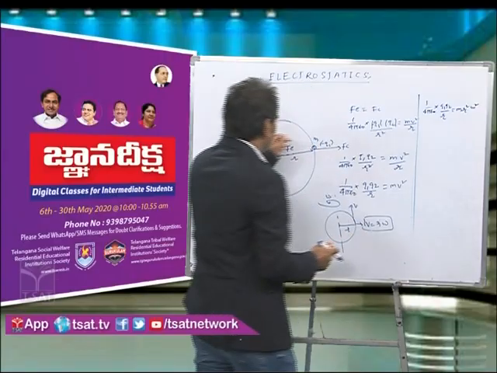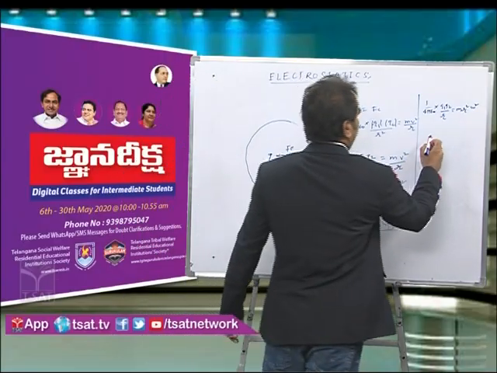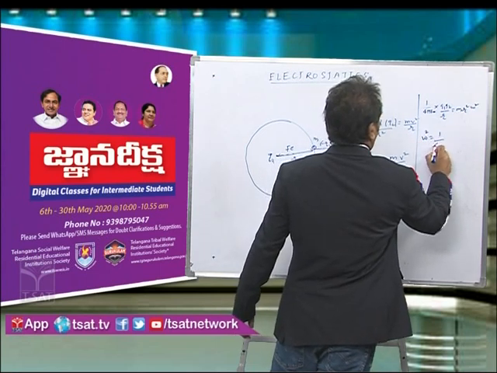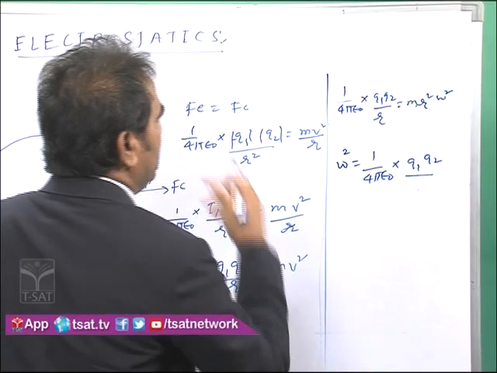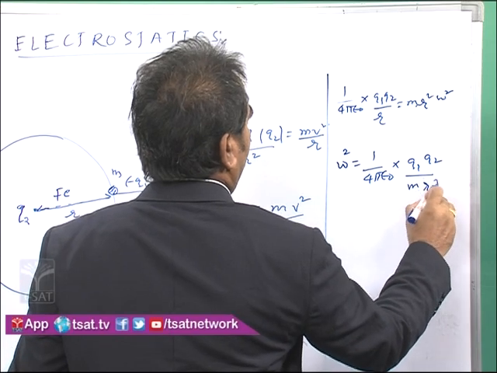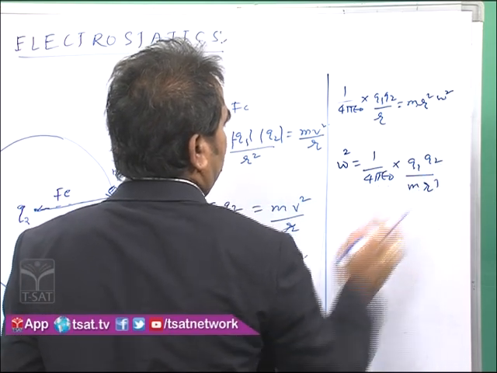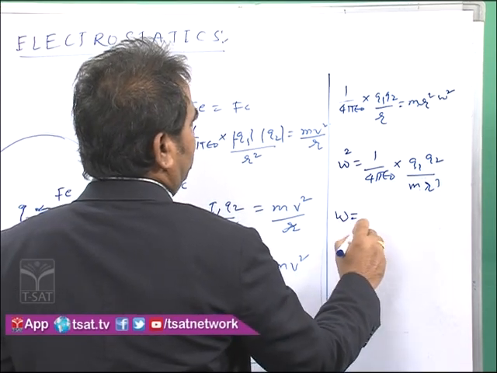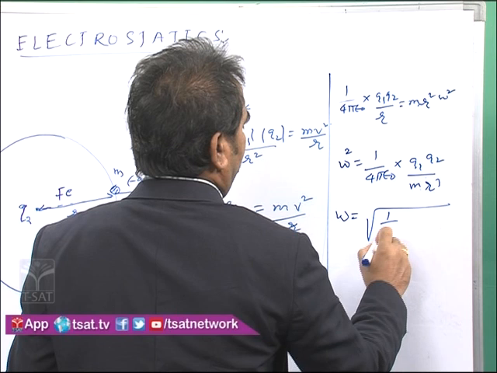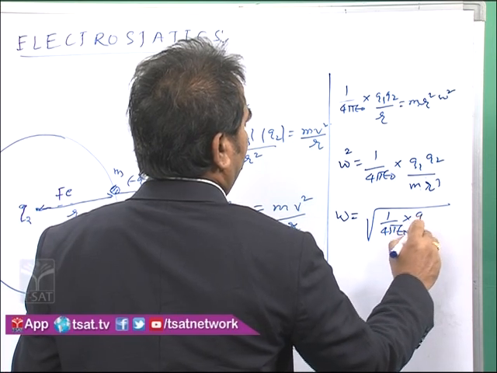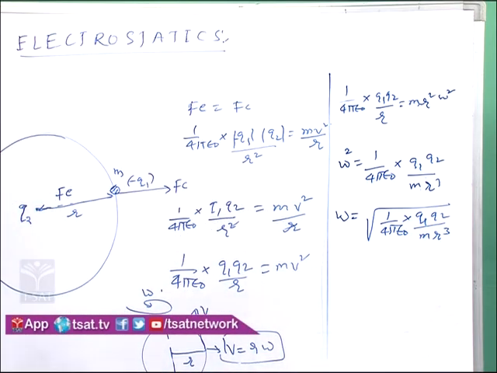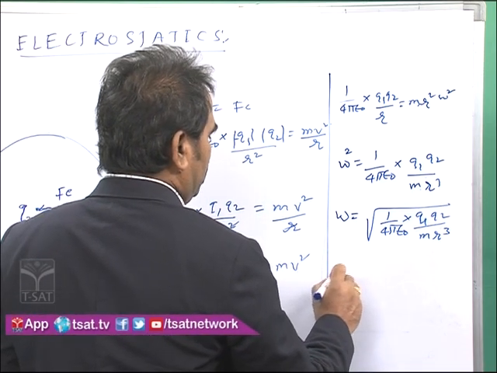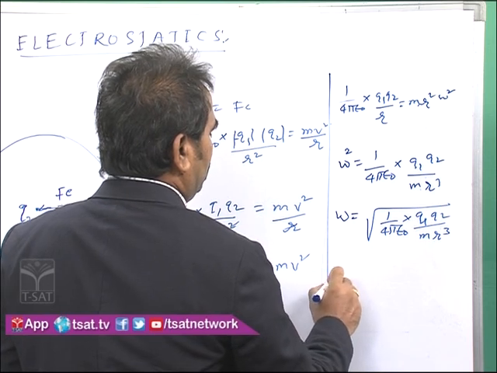Therefore, the angular frequency of the rotation of the particle is given by omega square is equal to 1 by 4 pi epsilon naught into q1 q2 by m r cube. Here r square into r is nothing but r cube. The angular frequency is given by omega is equal to root over 1 by 4 pi epsilon naught into q1 q2 by m into r cube, where omega is called the angular velocity, omega is equal to 2 pi f.